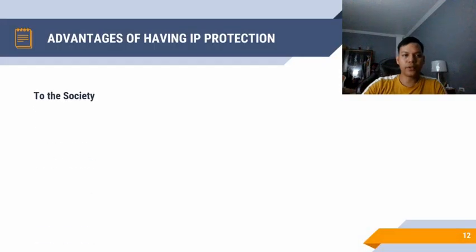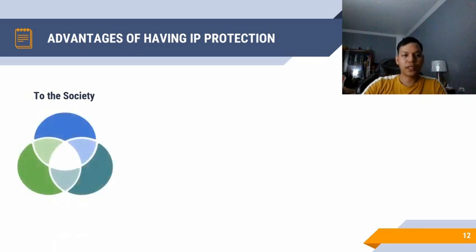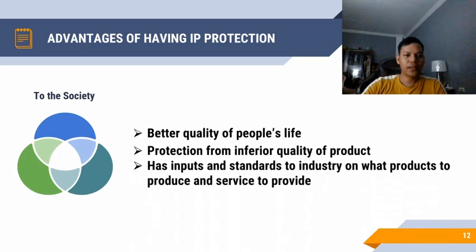Now let's talk about the advantage of having IP protection to society. It is not only beneficial for the owner, but also beneficial to society. The first one is a better quality of people's life. For example, because of the inventions of many inventors and scientists, it creates a better quality of community or society. For example, the microwave oven, refrigerator, and motorcycle.